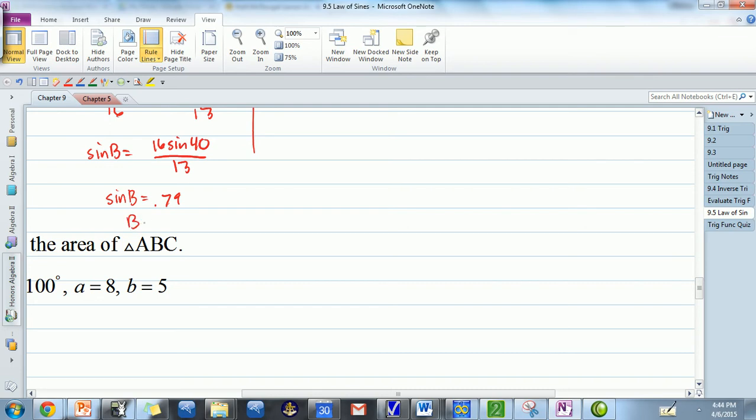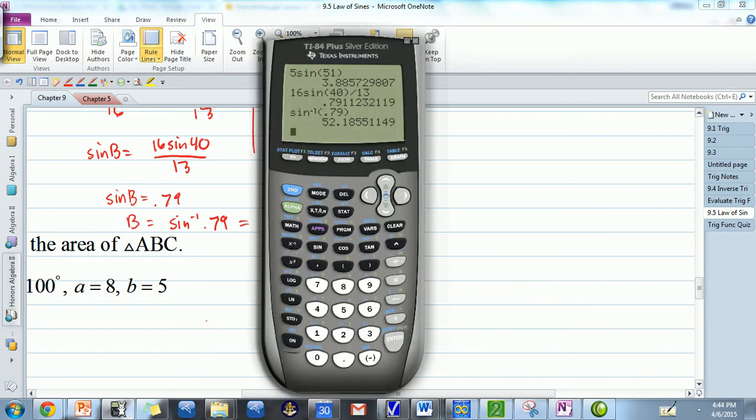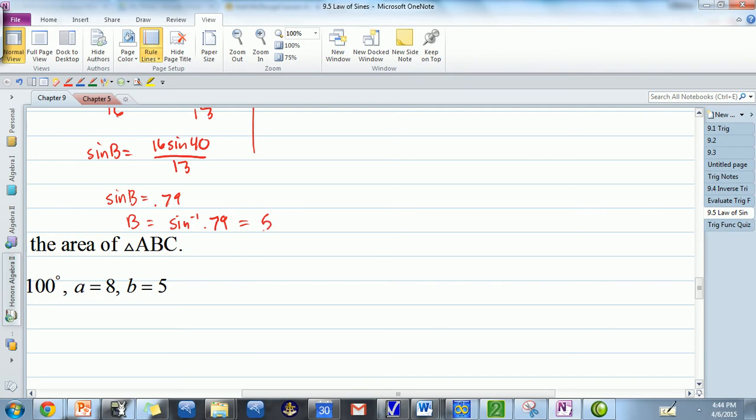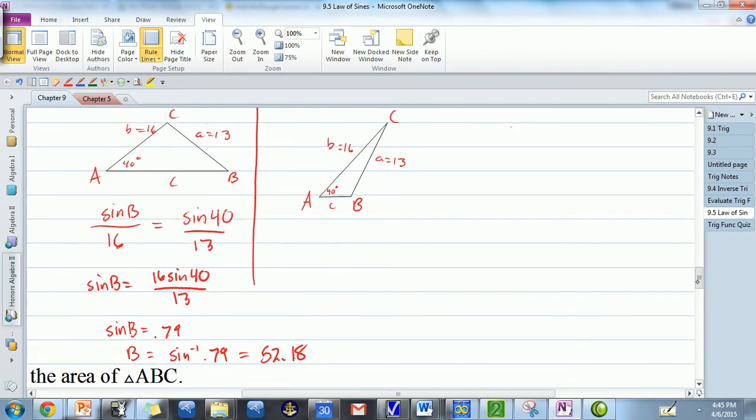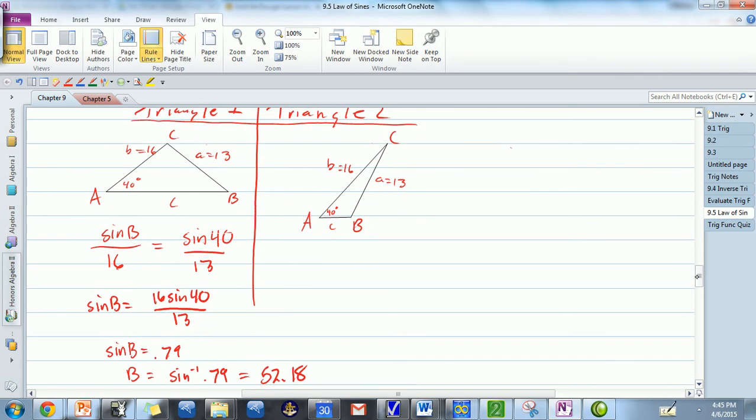B is just going to be the inverse sine of 0.79, right? Which is equal to, what was it equal to? 52.18. Right? So we have this angle right here, 52.18. And you kind of know how to find, based off of this, now you know how to get C and how to get angle C.